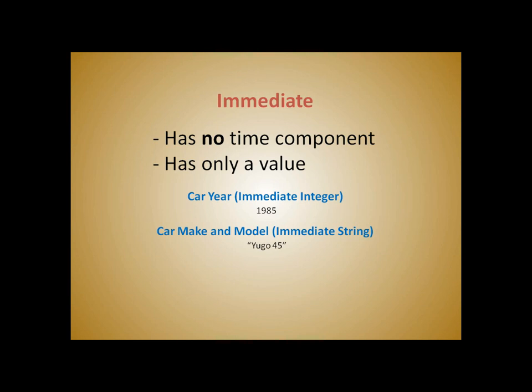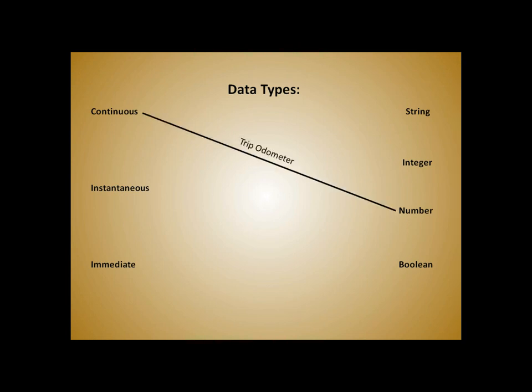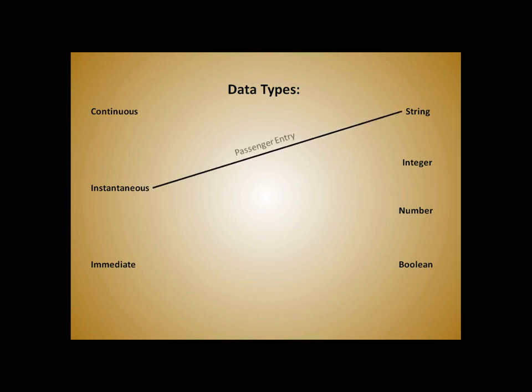Let's review. We have 3 prefixes and 4 suffixes. Any prefix can be tied to any suffix. An example of a continuous number might be my trip odometer. It has a time component, it always has a value, and that value is best expressed using decimal precision. An instantaneous string might be a passenger entering the car. At a specific moment, a person got in my car and they had a name. Like at 5:15, someone got in and his name was Mike, etc.